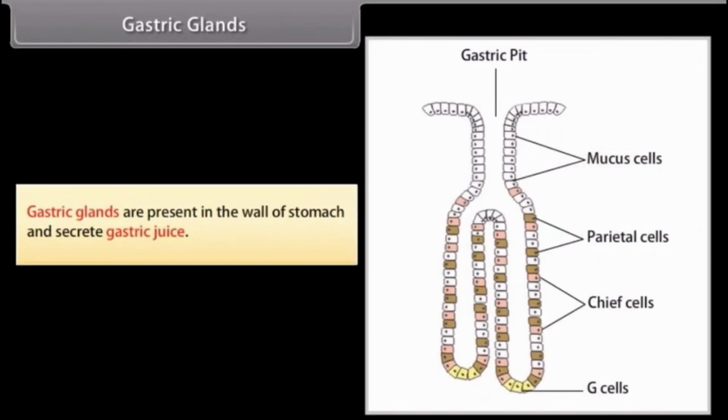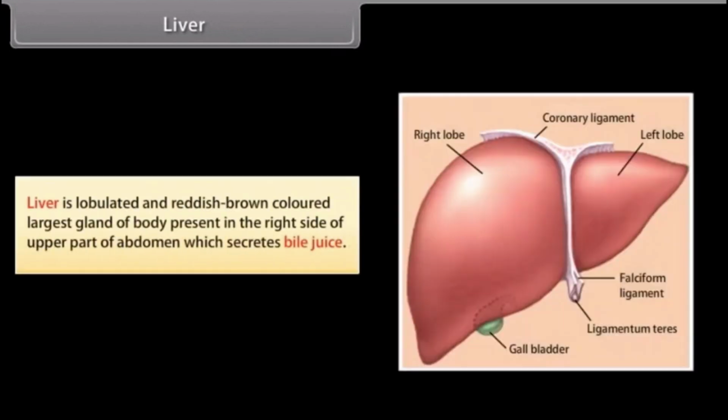Gastric glands. Gastric glands are present in the wall of stomach and secrete gastric juices. Liver. Liver is lobulated and reddish-brown colored largest gland of body present in the right side of upper part of abdomen which secretes bile juice.